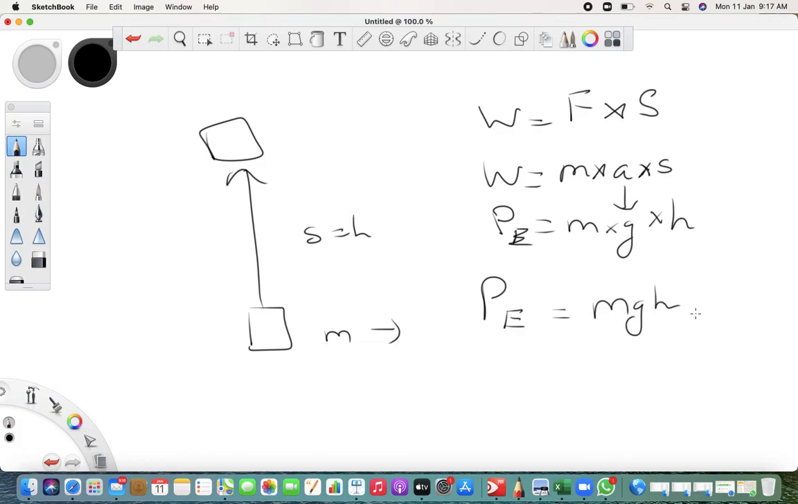mgh. What does that mean? Potential energy depends upon mass, gravitational acceleration and height. Got what I say? It depends on three things: mass, gravitational acceleration and height. Now you know gravitational acceleration will not change, but definitely your mass will change and your height will change. So more is the mass, more is the potential energy. And more is the height, more is the potential energy.